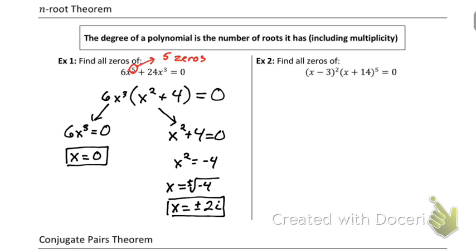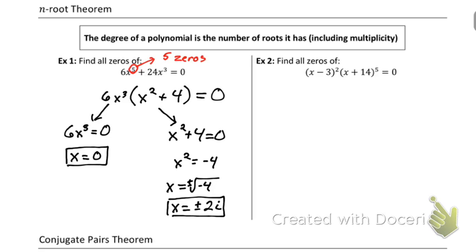Where are those other 2 zeros? Any thoughts? Is it the plus or minus? It isn't the plus or minus because I counted both of them. There's 2 of them. This is 1 zero. X cubed counts for 3 zeros.